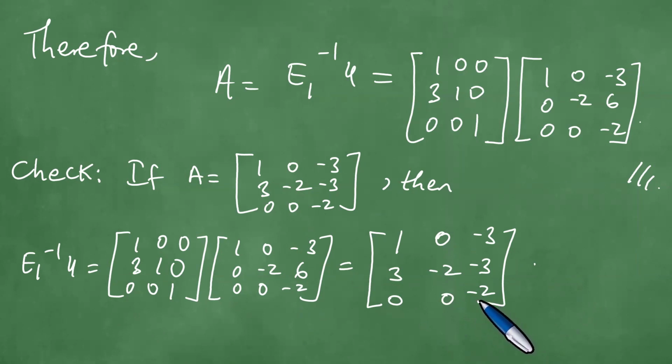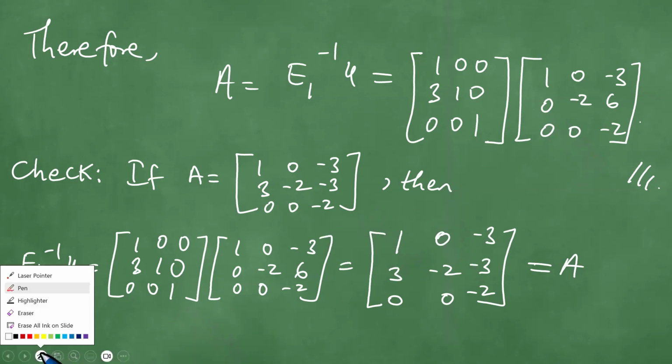Now we know, therefore, that after the multiplication of E1 inverse and U, we're able to get 1, 0, negative 3, which is the first row of A, and the second row is the same as the second row of A, and therefore this confirms that E1 inverse U is equal to the 3 by 3 matrix A, and therefore it means we have been able to solve this problem. We have been able to express A as a product of an elementary matrix and an upper triangular matrix, and we have managed to solve this problem step by step.